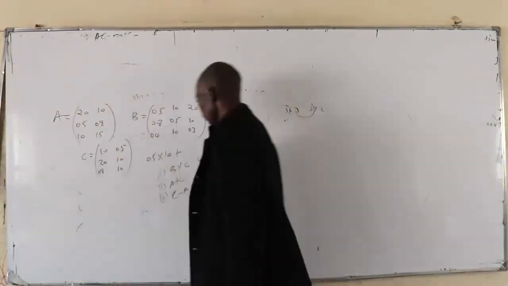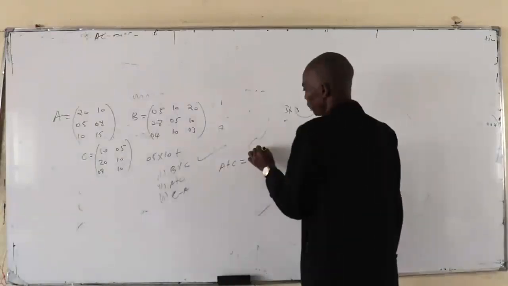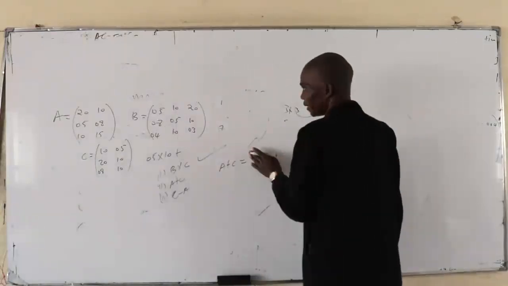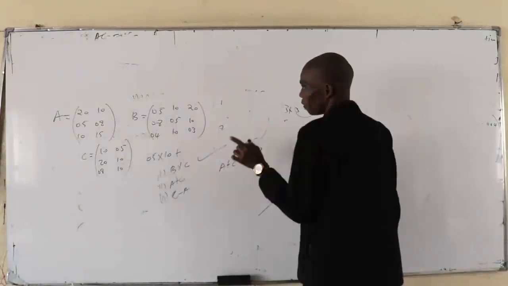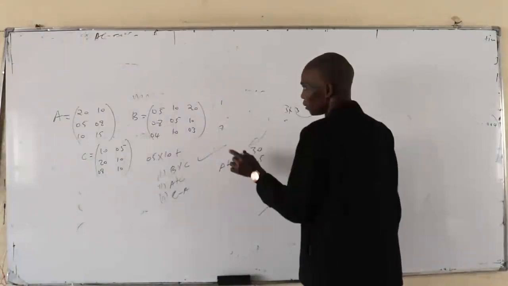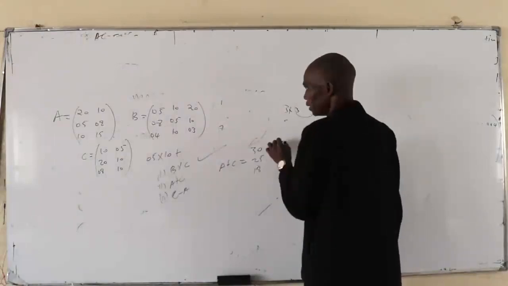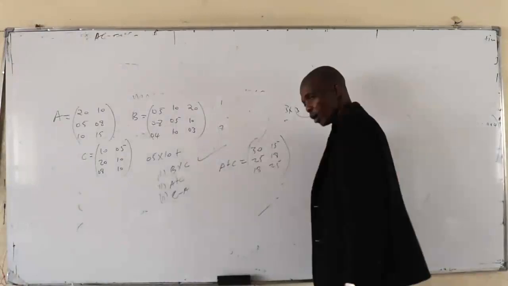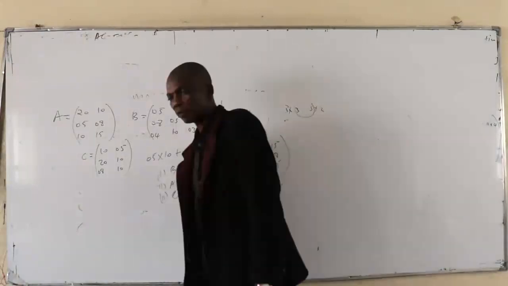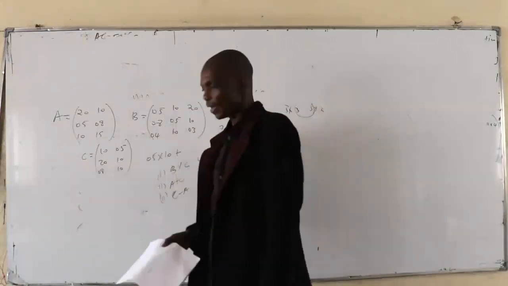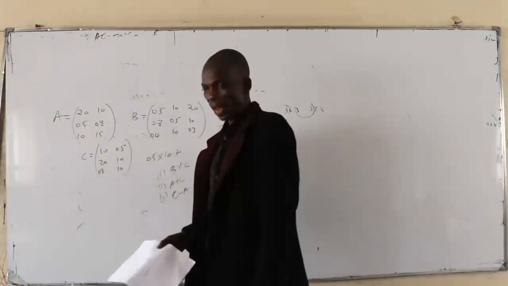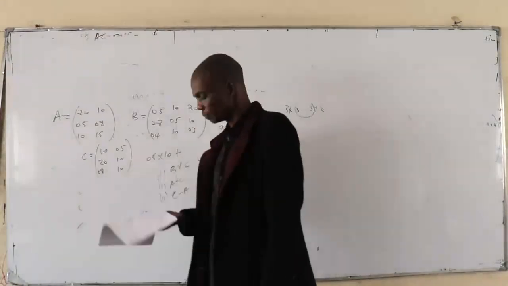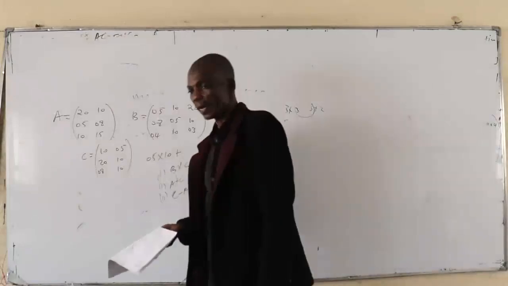So we have there 20 plus 10, that is 30. 5 plus 20 is 25. 10 plus 8 is 18. 10 plus 5 is 15. 8 plus 10 is 18. 15 plus 10 is 25. That is the addition. You have to check first that the matrices that have been provided are of the same order. Otherwise, if they're not of the same order, then it is not possible for you to carry out the addition.